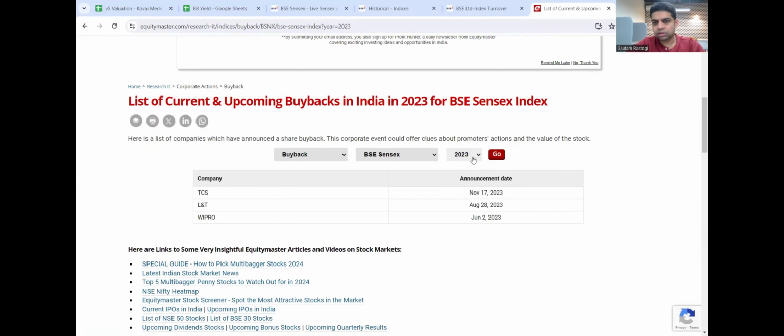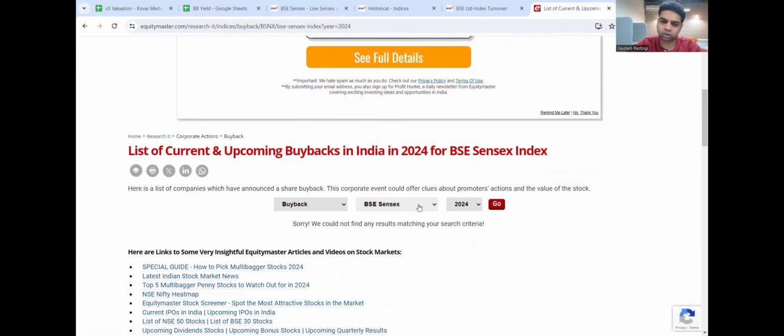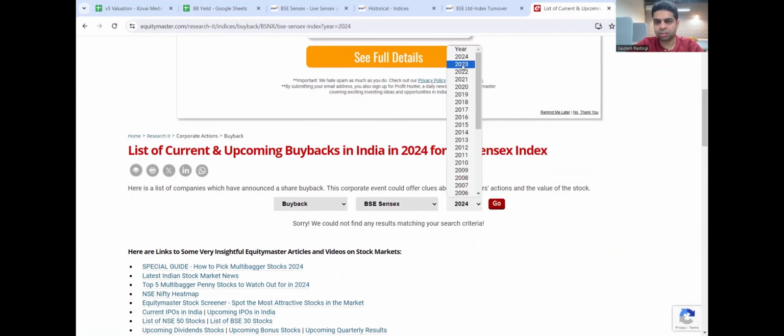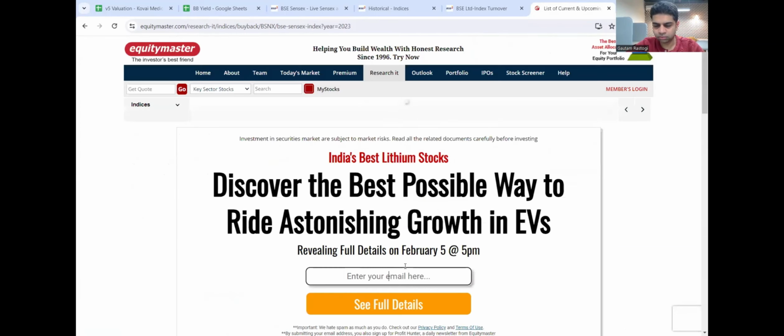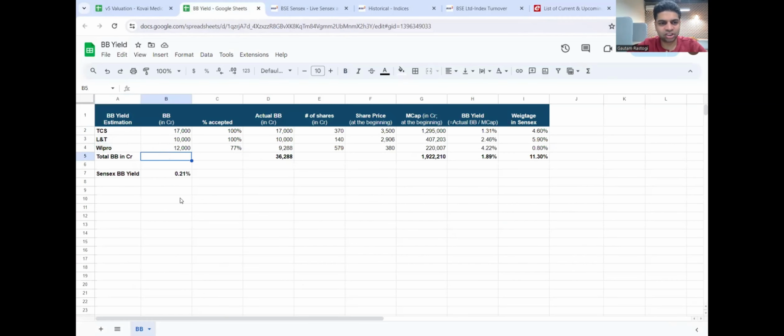Right now we are on the 3rd of Feb. Let's see if in 2024, in the last 1 month, any company came up with a buyback. No company came up with a buyback. So we have only 3 companies that came up with a buyback: TCS, L&T, and Wipro. So these should be considered in our buyback calculation for this year, FY24. Now let me go to the buyback yield sheet.